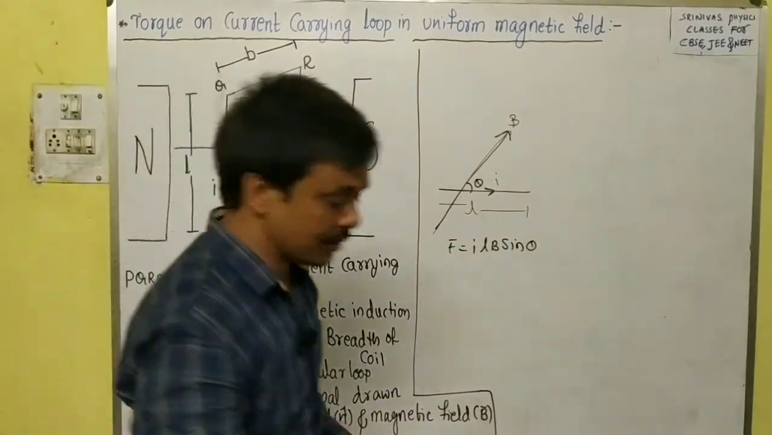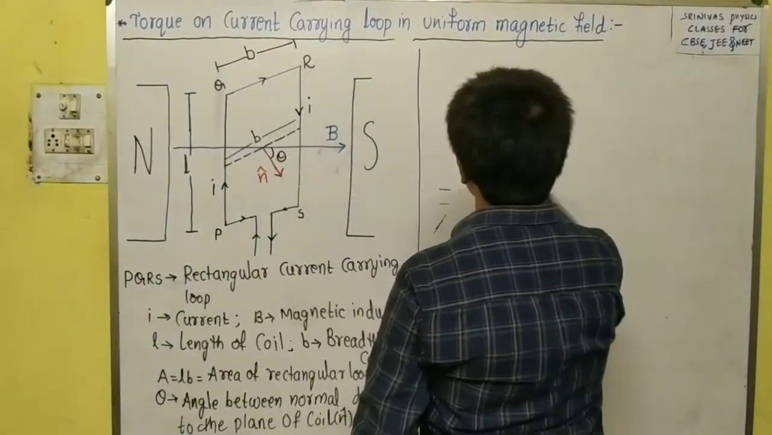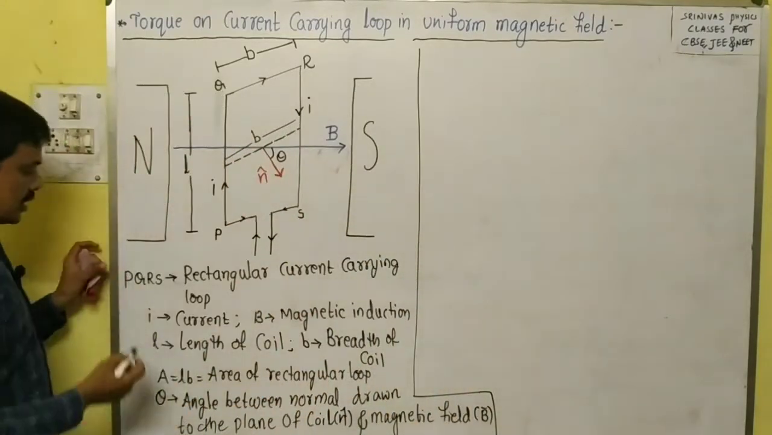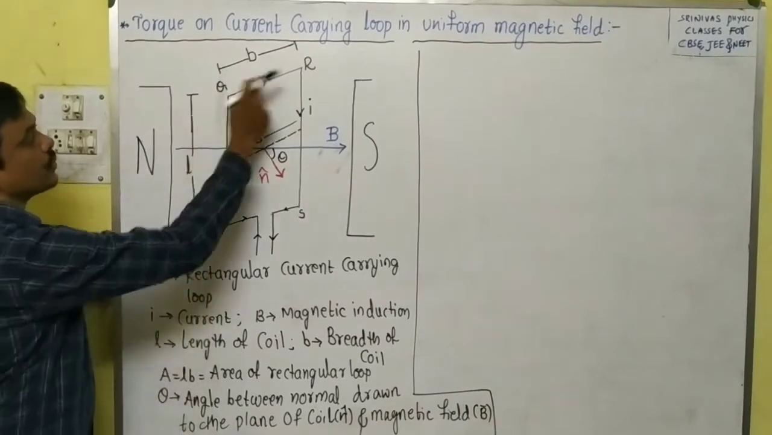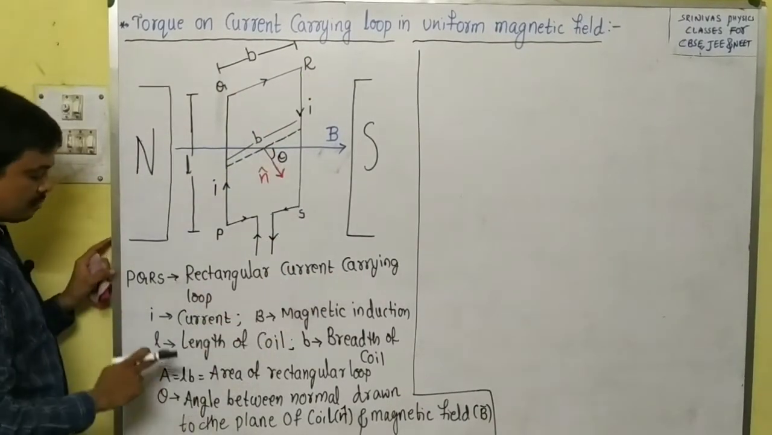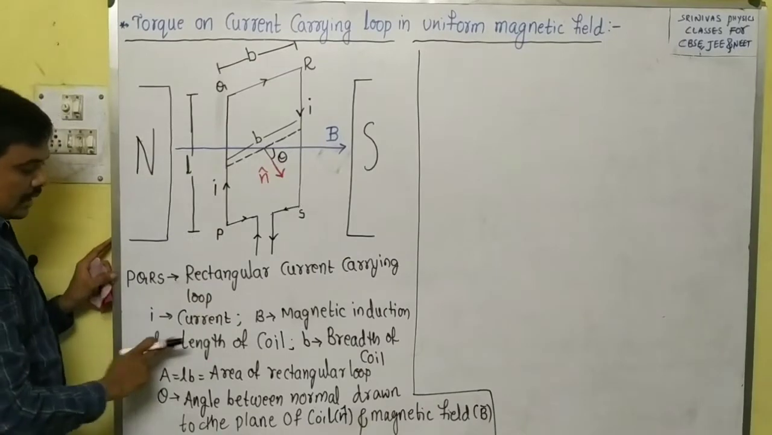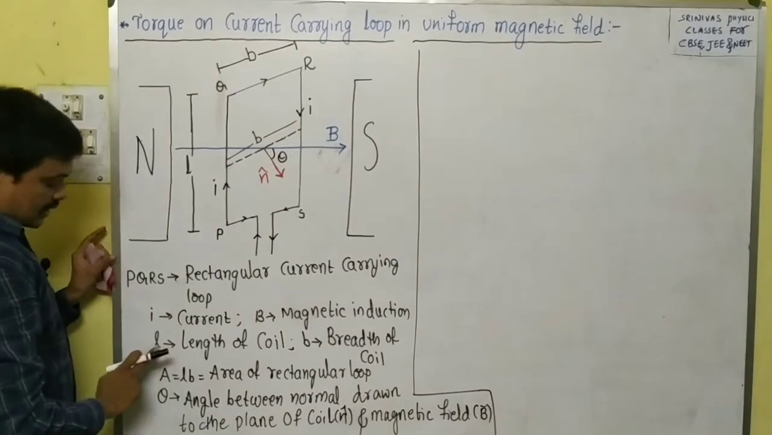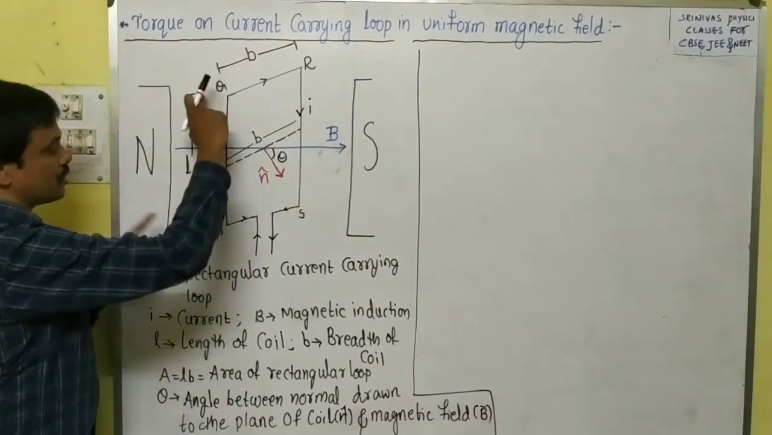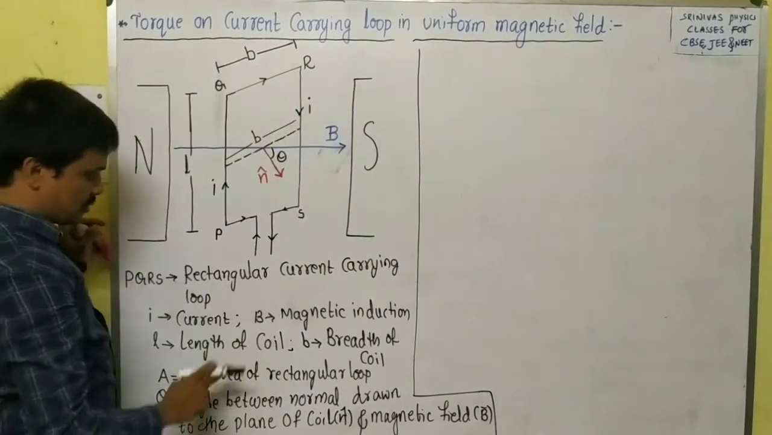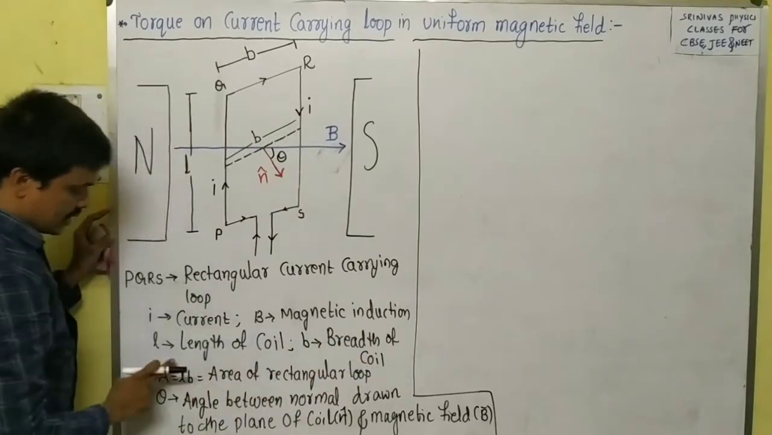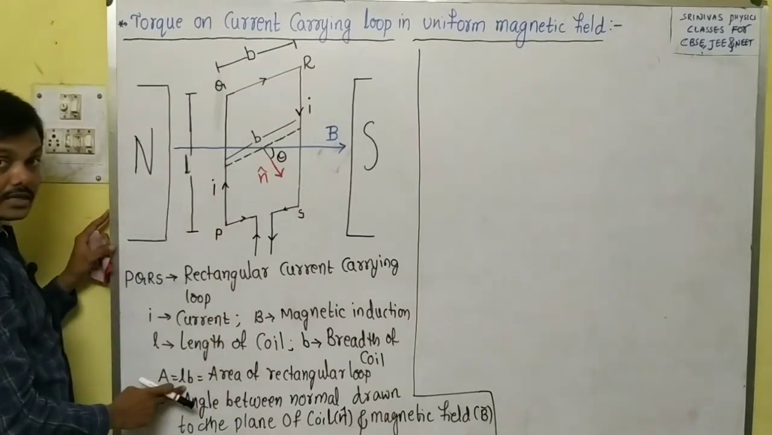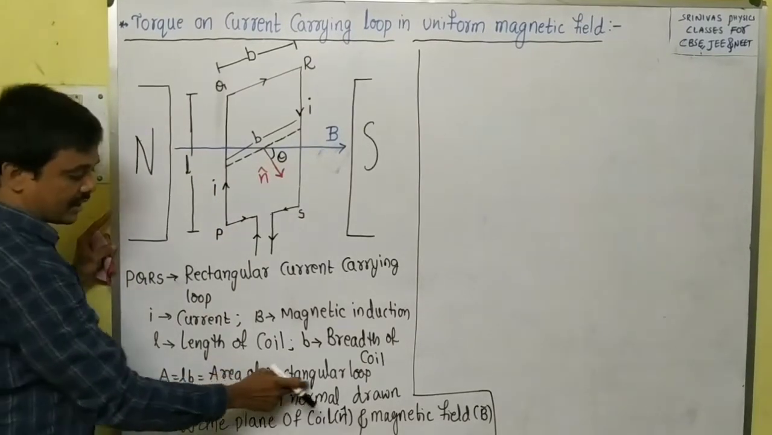That already we know. And now let us see what are the terms that are present in this figure. Look at here, PQRS is the rectangular current carrying loop, I is the current in the loop, and B is the magnetic field applied by this north and south poles. L is the length of the coil, this one, and B is the breadth of the coil. A is the area of the rectangular loop. The area of a rectangular loop formula is length into breadth, LB.